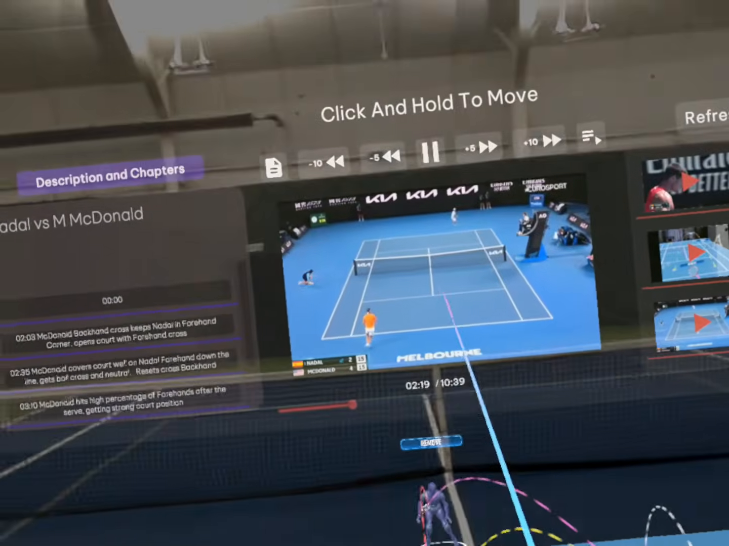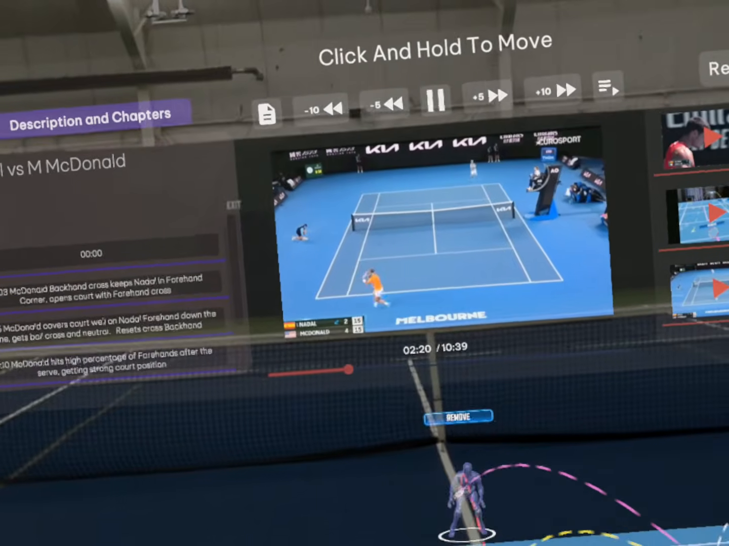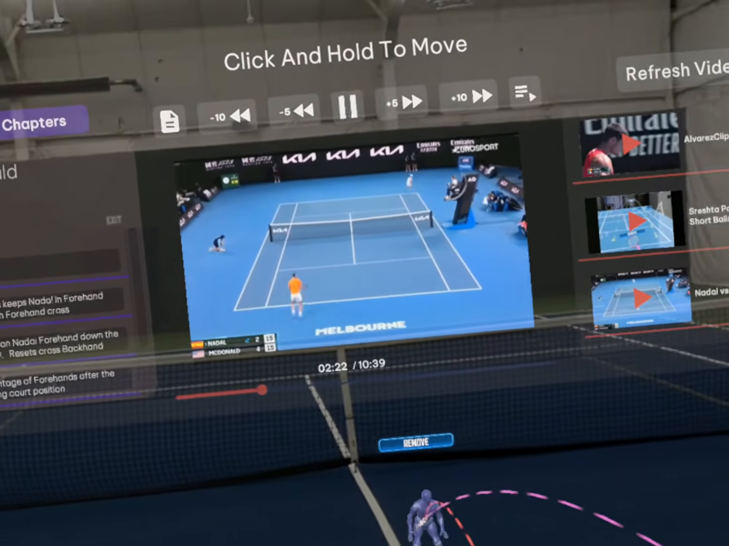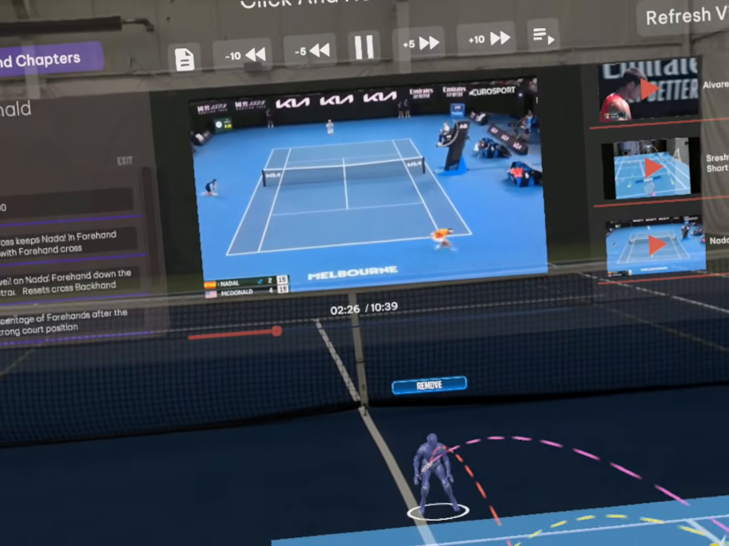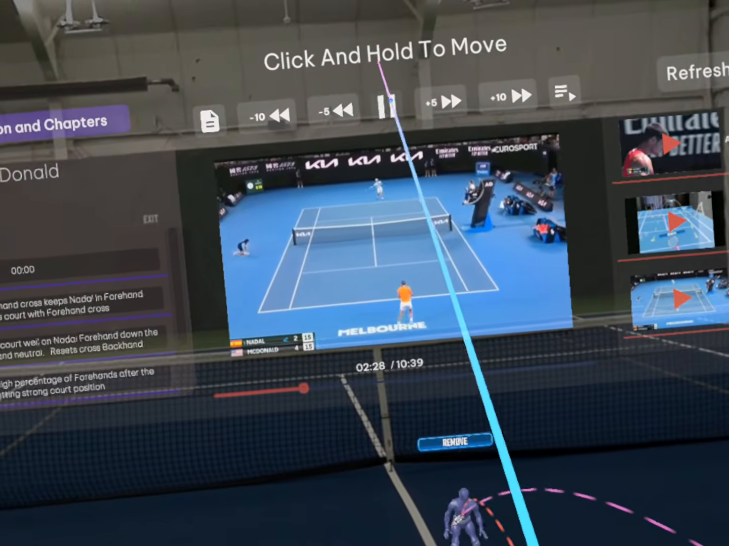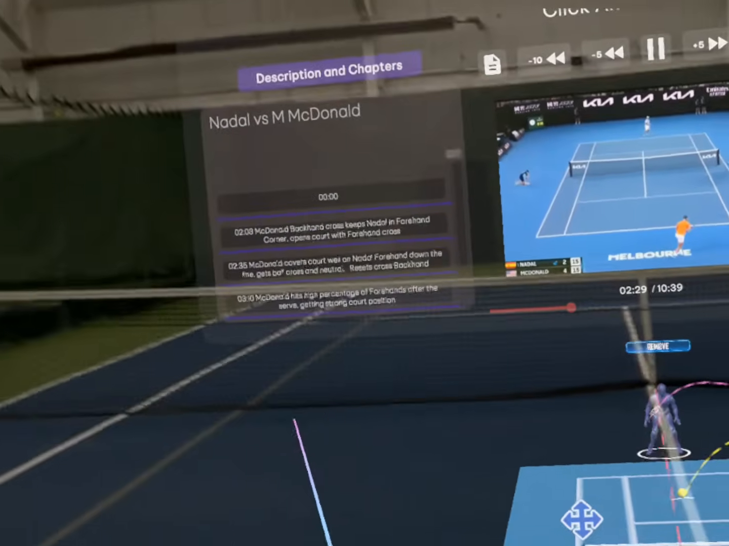So if we play this clip here, you'll see McDonald at the top of the screen. We're locking up backhands cross court. There's that forehand cross to get neutral. And now he's in the middle of the court here with better court positioning.